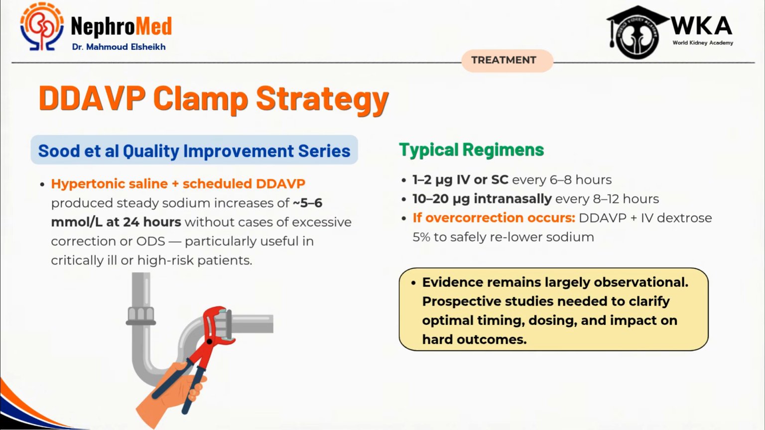Building on the concept of DDAVP as a brake, these slides introduce what many clinicians now call the DDAVP clamp strategy. The idea is actually very elegant. Instead of waiting for unpredictable water diuresis to occur, we intentionally clamp the kidney's water handling with scheduled DDAVP while simultaneously controlling sodium rise using hypertonic saline. In other words, we remove the variability.